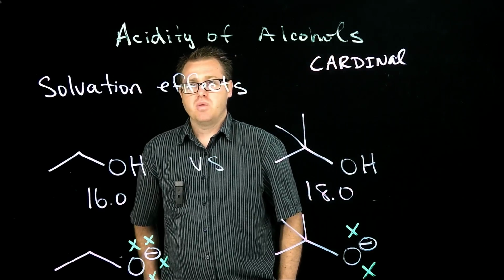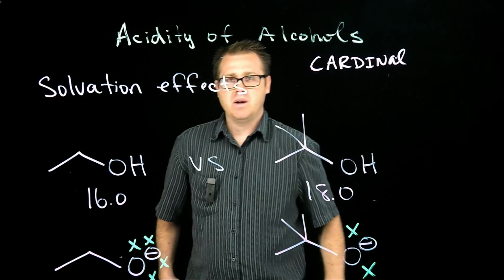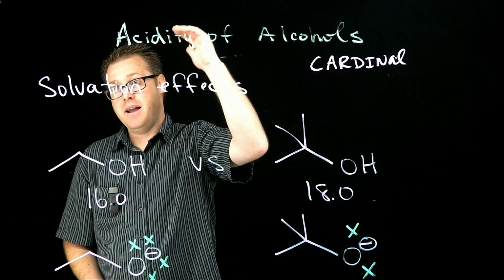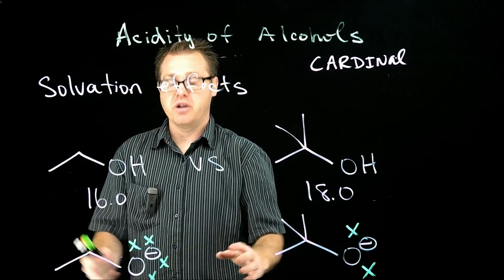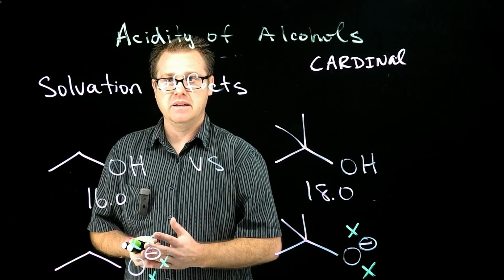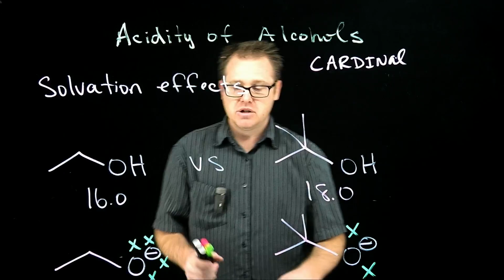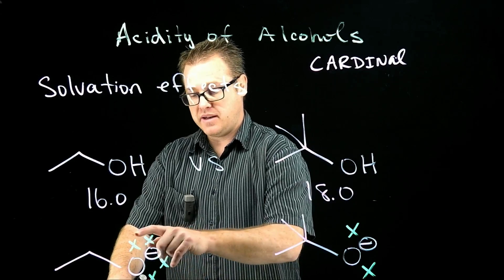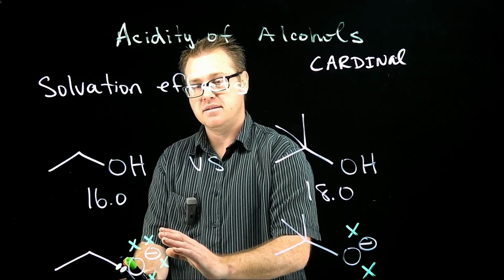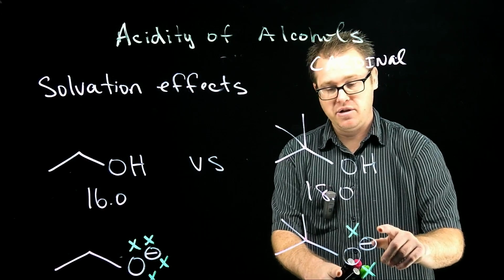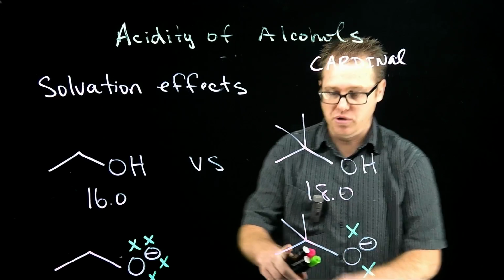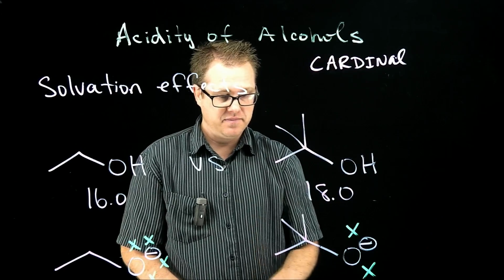Now, who cares? Why do we care about solvation effects? What is it doing? Well, this is a negative charge, which is high in energy, right? When you have solvent molecules interacting with that negative charge, it helps to stabilize it. So if you can put more solvent around this alkoxide here to stabilize it, in comparison to the tert-butoxide here, you can see that there's going to be less solvent around due to the sterics here.